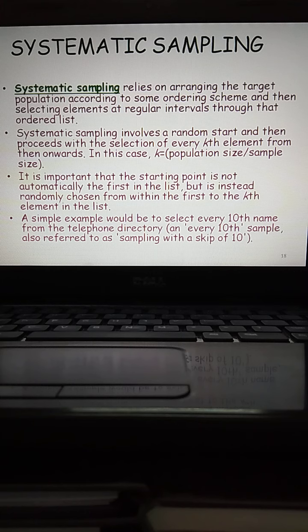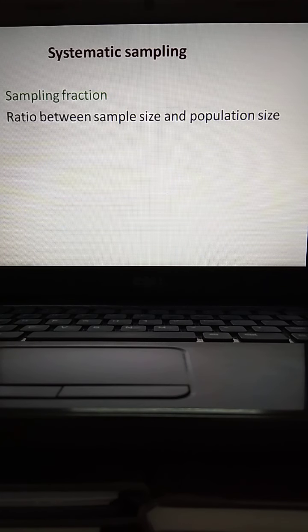It is important that the starting point is not automatically the first in the list, but is instead randomly chosen from within the first to the kth element in the list. So what is the best example? A simple example would be to select every 10th name from the telephone directory, and every 10th sample is also referred to as sampling with a skip of 10. So you are skipping 10 names. So what is that ratio? Sampling fraction means the ratio between sample size and population size.